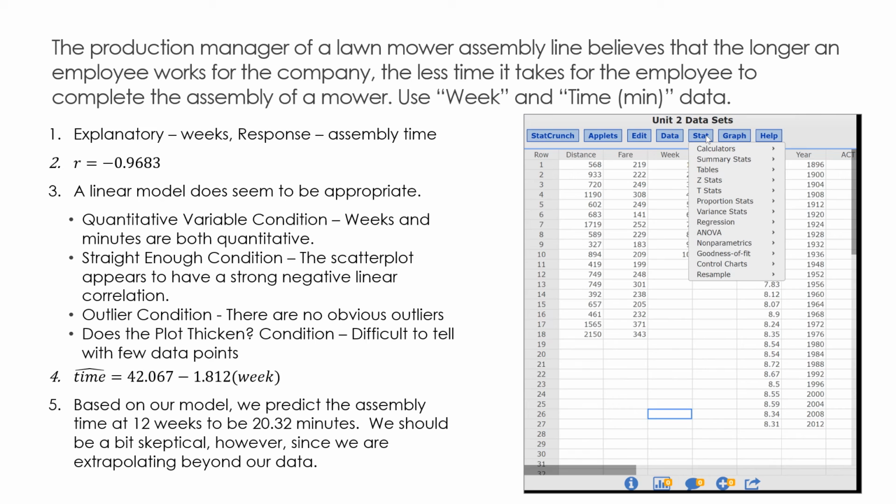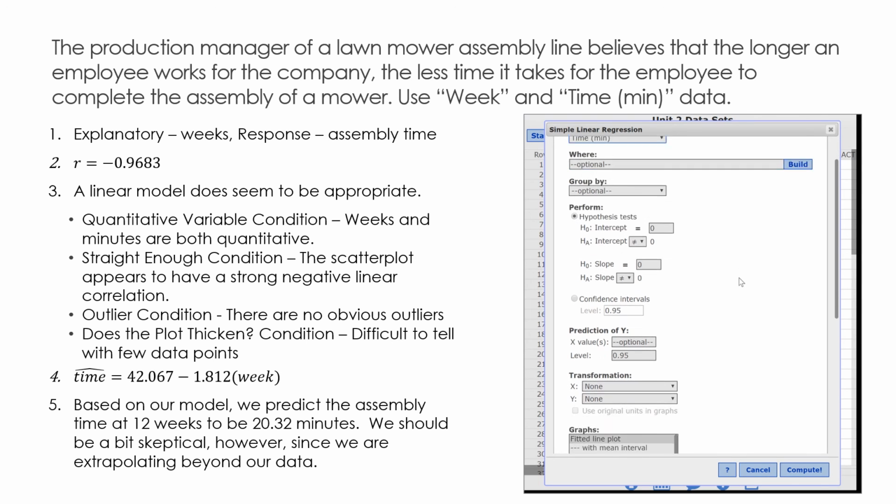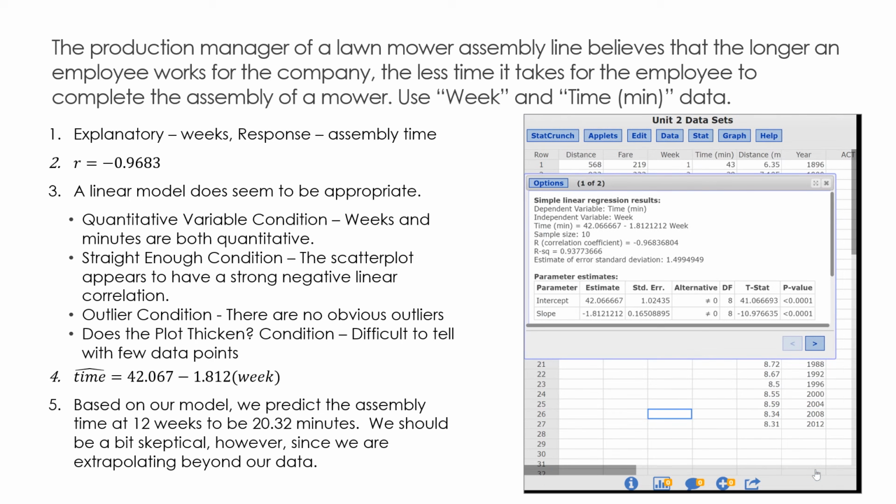That's very important because in StatCrunch, as I go to Stat, Regression, and Simple Linear, I will need to be sure that I select them in the appropriate order. So I would assume that weeks is the explanatory variable, and response is the time in minutes, which is the assembly time. Again, what I would do is scroll down to the bottom. I'm going to have my fitted line plot, but I'm also going to choose residuals versus x's, and I usually put 2 columns, but honestly it doesn't matter, and then I'm going to compute. So my first part's done.